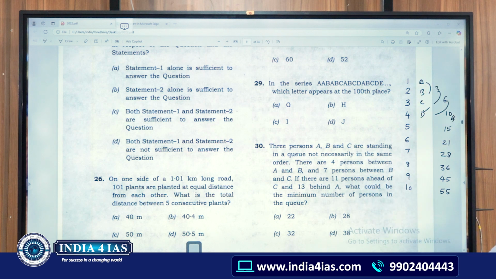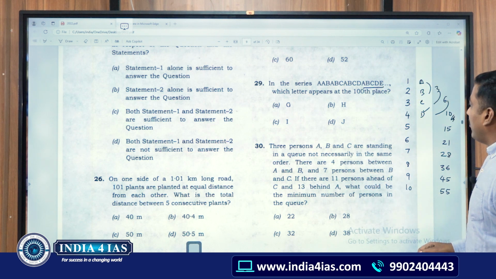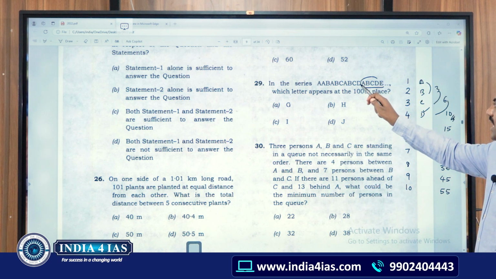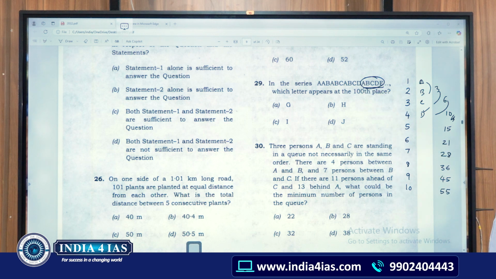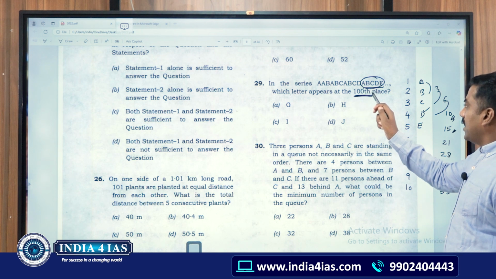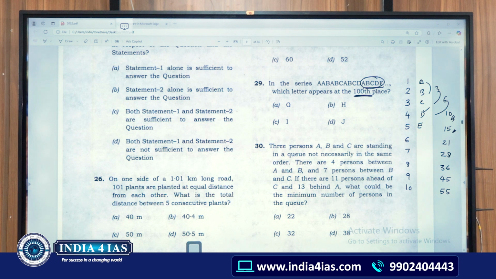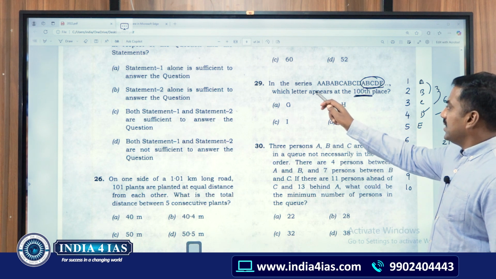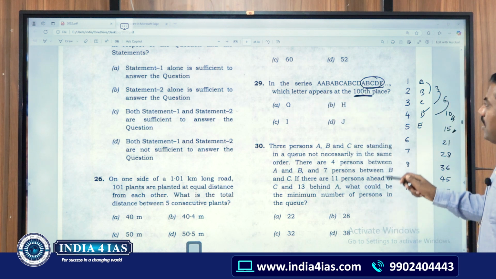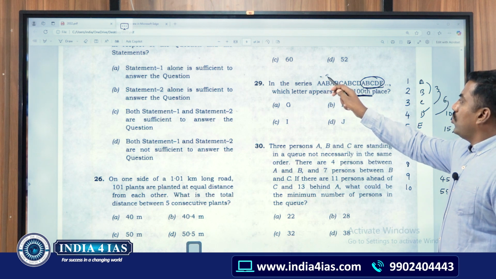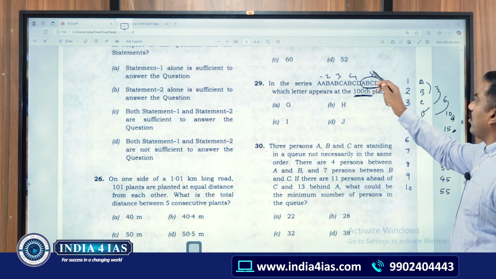So, here when I write A, B, C, D, E as my fifth group, I have totally 15 letters. So, I need the 100th letter in the series 1, 2, 3, 4, 5 like this.